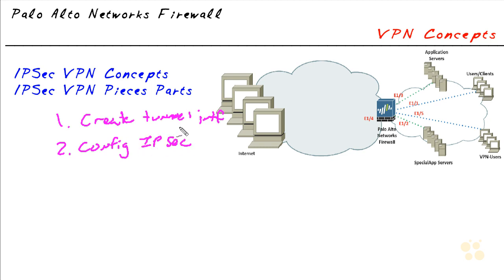Now, what pieces do we need for this? All right, well, we know we need to have the local ID. We know we need to have a peer ID. I need to come up with a profile. I can either pick an existing profile, so remember those encryption and hashing algorithms that we had, or you can create your own. But remember, both sides have to match.